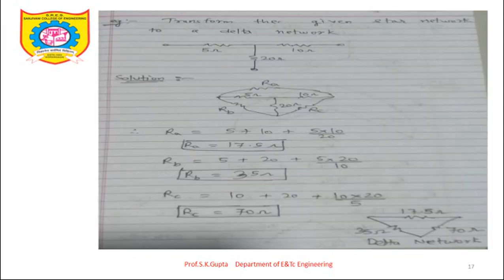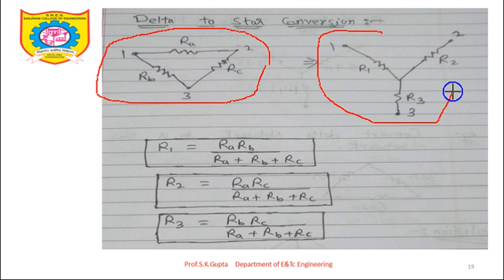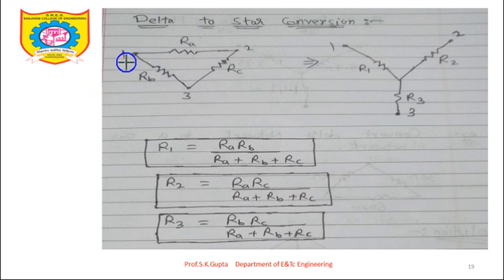Welcome all. So now next conversion is delta to star conversion. As we have already seen, this is the delta network and this one is the star network. So suppose one delta network is provided and you have to convert it into star network. Now as you can see, I have marked the nodes. This is node 1, node 2 and node 3. Here also node 1, node 2 and node 3.